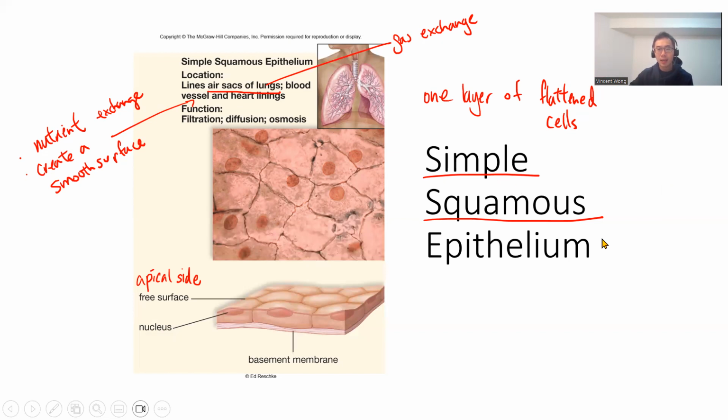Okay, so single layer of flat cells, and they are good for letting things pass through, whether it's gas, glucose, or waste product, just pass through a single layer. Done.